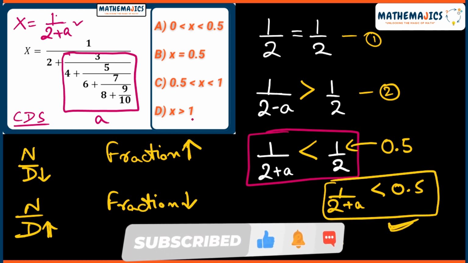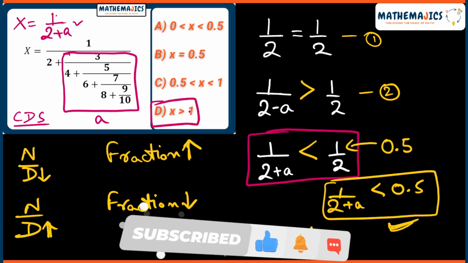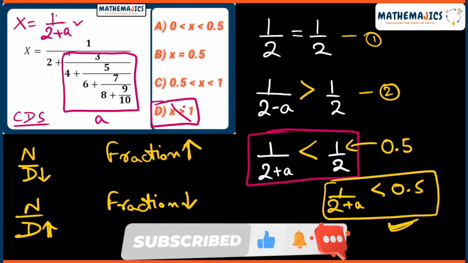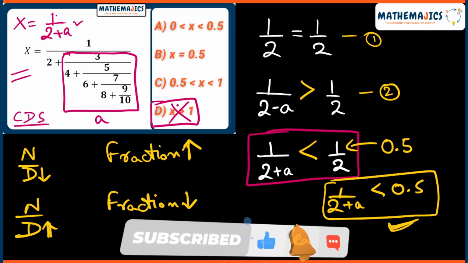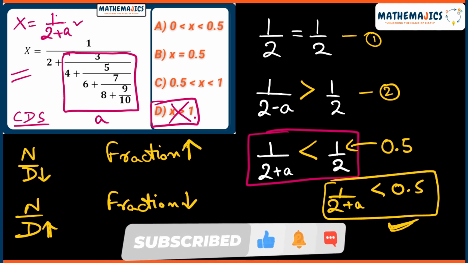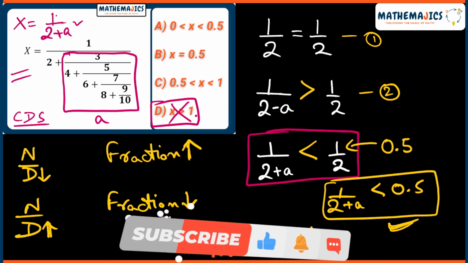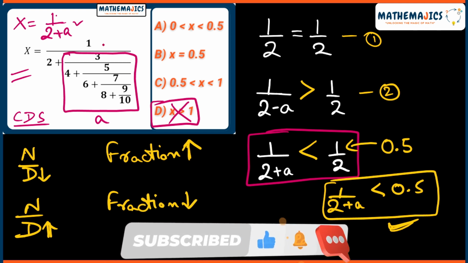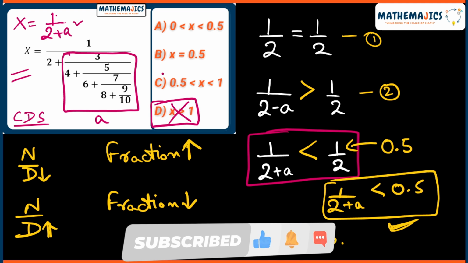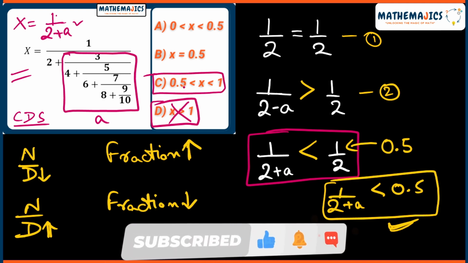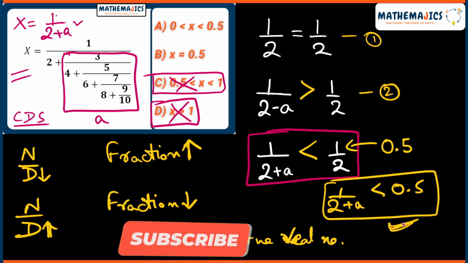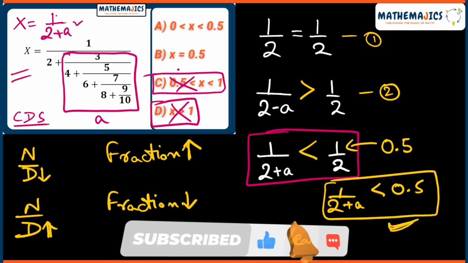Let's see. Look at option D. D is x is greater than 1. Definitely this can't happen because x is a proper fraction. If x has to be greater than 1, it has to be an improper fraction, meaning the numerator has to be greater, but it is not so. Look at the third option. In the third option, x is greater than 0.5. Definitely this is not right, as we have seen x is less than 0.5.